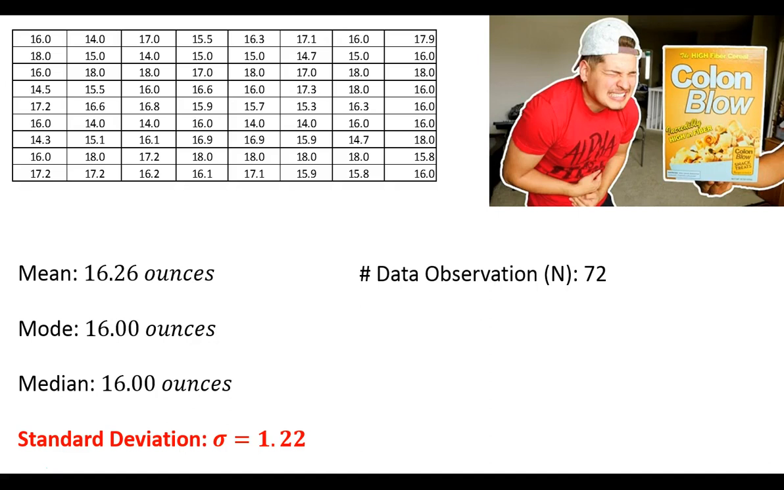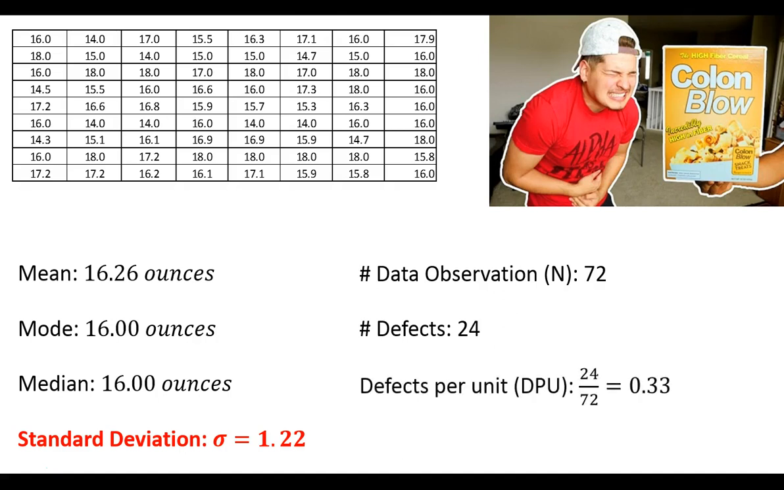So we look at this number of data observations. We had 72 boxes that we measured. We look at the number of defects that we found, and that was 24. So we can calculate our defects per unit. Our defects per unit was 24 out of 72, or 0.3333. I truncated it to 2 decimal places, 0.33. And this is the defects per unit that we're dealing with here.